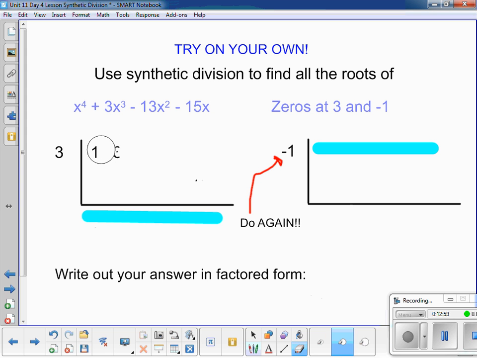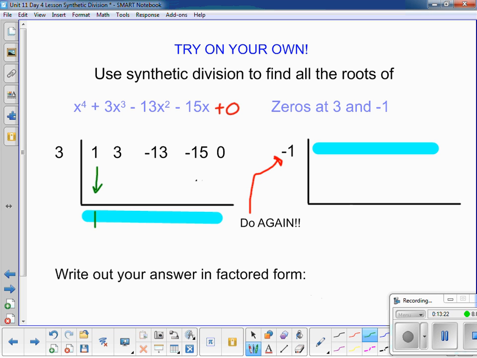All right, you write your coefficients, 1, 3, negative 13, and negative 15. And notice that there's no number on the end, so we're going to write 0. So technically after the x there should come a number. If you didn't write the 0, it wouldn't be a big deal. Okay, always bring the first number down.